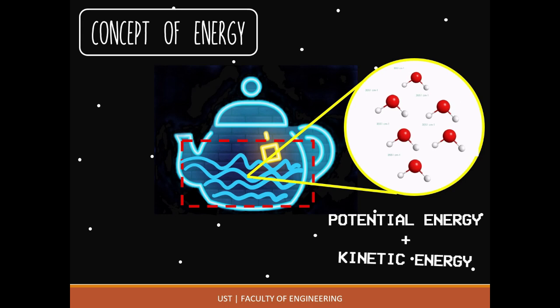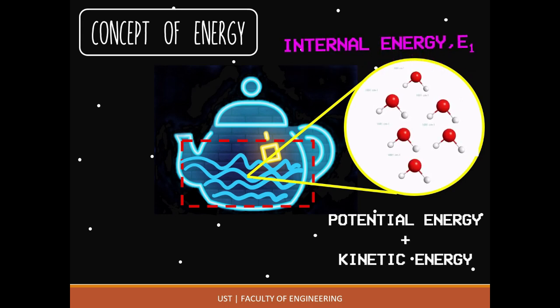This potential and kinetic energy combined together is known as the internal energy of the system or water, denoted as E, and now with a subscript 1 to signify that it is the initial internal energy of the water. Thus, internal energy can be defined as the sum of all microscopic forms of energy of a system.